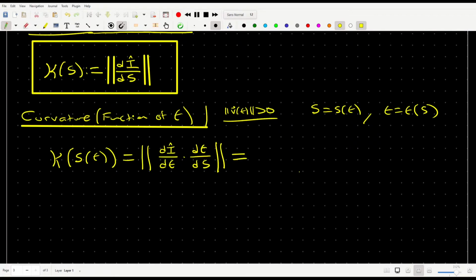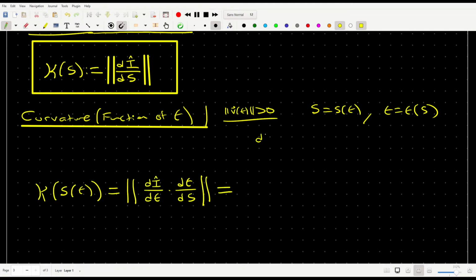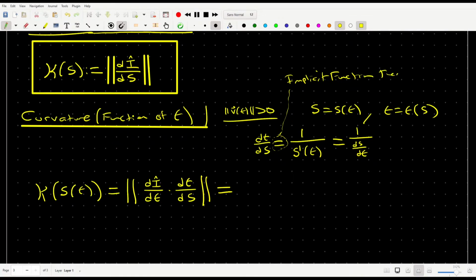This is kind of neat because it also means that from the implicit function theorem, dt/ds is going to be the same thing as 1 over s prime of t. Informally speaking, you can think of this as saying it's 1 over ds/dt, but really this is a very, very nice property that comes directly from the implicit function theorem from Calculus 1.